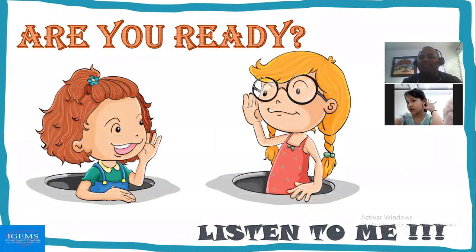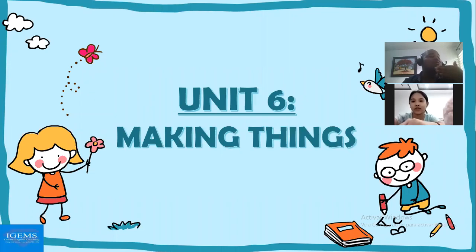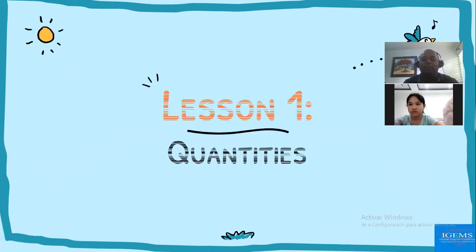And welcome one more time to iGems. All right, so we are having a new topic, a new lesson, full of expectations. So, what is the topic of this unit? This unit is making things. Making things, that is correct. When we make things, we elaborate things, we prepare, we design, we create. That is all about making things, pretty much.